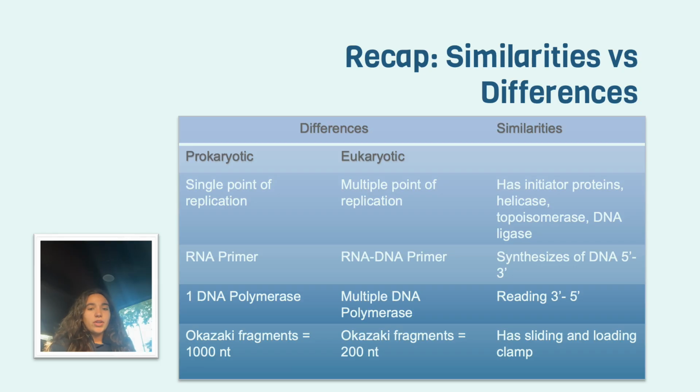Now for eukaryotes, there are multiple origins of replication. They have RNA-DNA primer, initiator protein, helicase, topoisomerase, and DNA ligase. They use separate DNA polymerases for the leading and lagging strand. They also have a sliding clamp and clamp loader. They use FEN1 and RNase H to remove the primer, and DNA polymerase fills the gap. Remember, in the lagging strand, the Okazaki fragments are around 200 nucleotides.